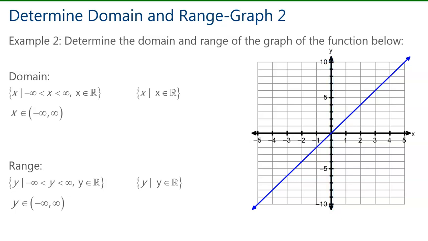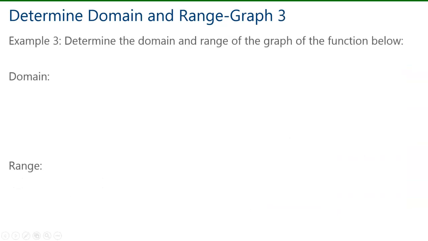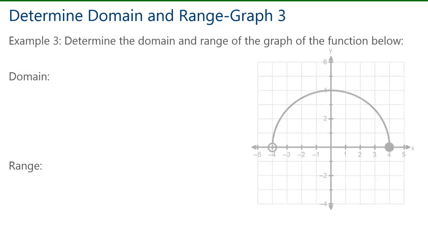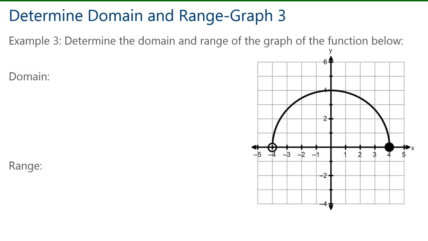And we're done. Here's a third example. Do the same thing. Determine the domain and range of the graph of the function below. This is a semicircular figure. Let's look at the shadow of the graph on the x-axis. It stretches from -4 to 4, not including the -4, but including the 4.